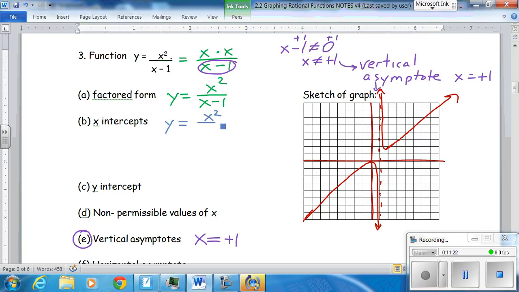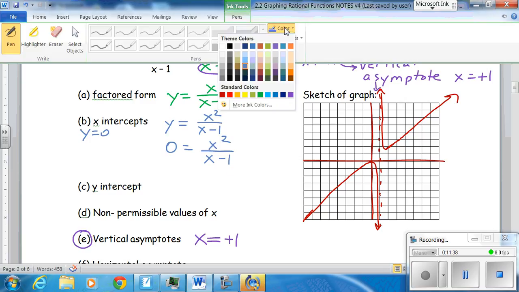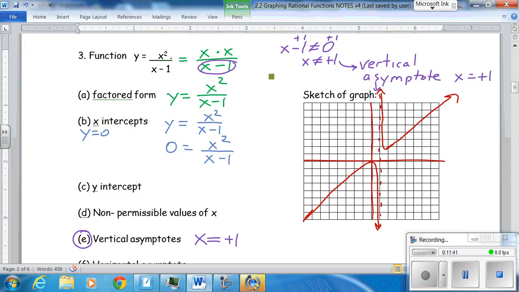y equals x squared over x minus 1. The x-intercept, y equals 0. So this is 0 equals x squared over x minus 1. Now, basic math, how do you get rid of the divide by x minus 1? We multiply both sides by x minus 1. And this is something I expect you to be able to do. If I give you the equation, for the x-intercept, you will solve it and find the final equation. 0 is equal to x squared, or x equals 0.